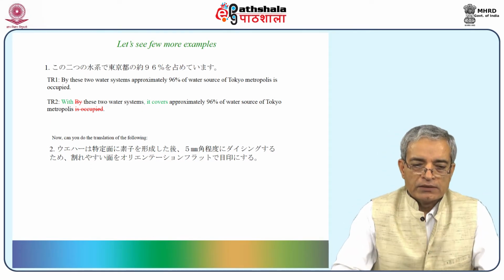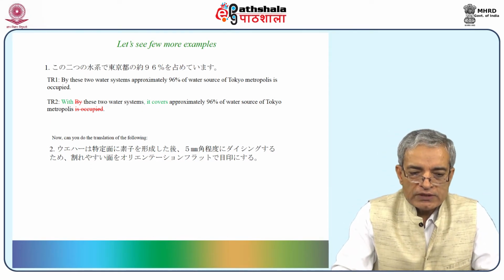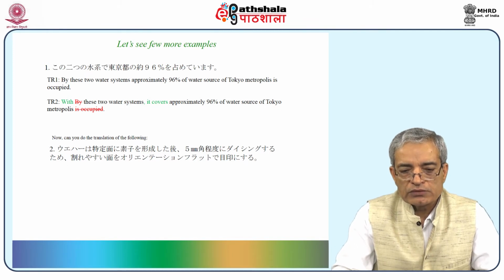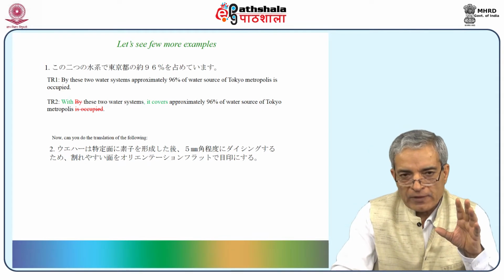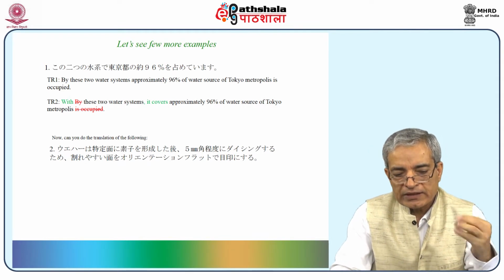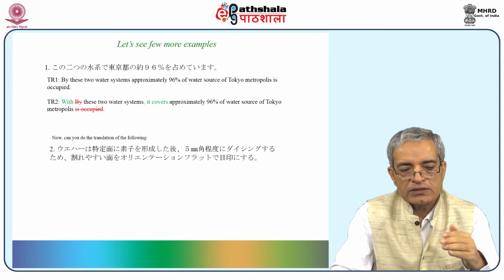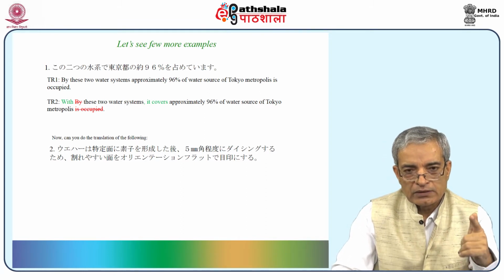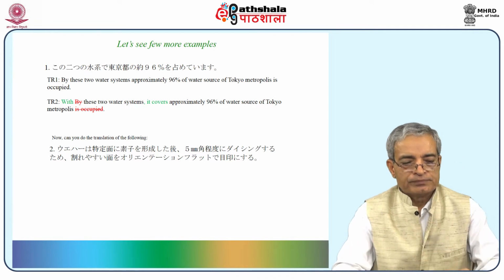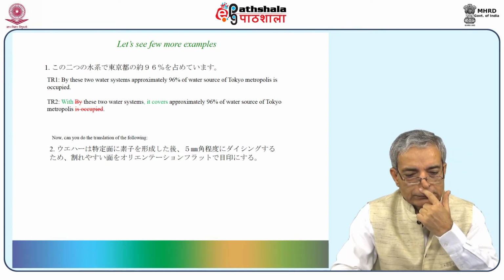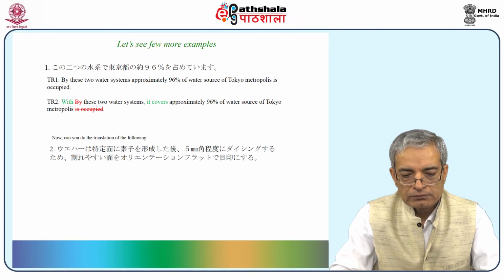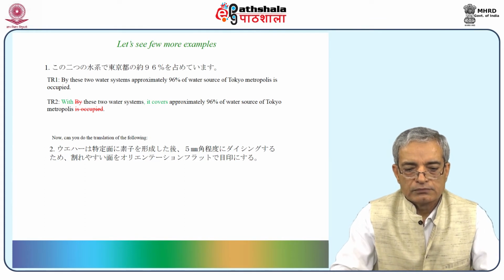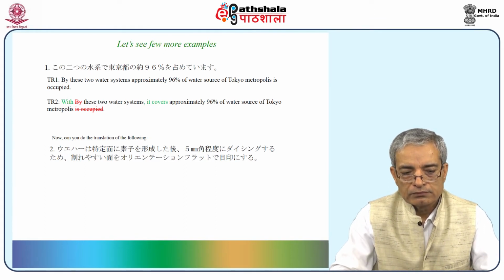The example here is: kono 2tsu no suikei de Tōkyō-to no yaku 96% o shimeteimasu. There are two translations available. The first translation has been corrected slightly, and the second translation is the first improved version of translation 1. Can you read the two versions? Translation 1 is: by these two water systems, approximately 96% of water source of Tokyo metropolis is occupied.